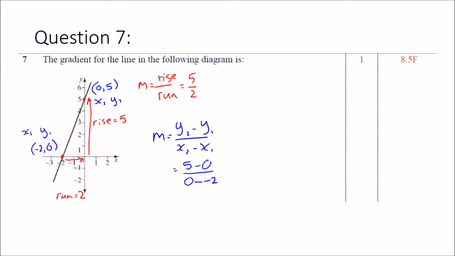Now the tricky bit here, and this is where people often struggle with directed numbers, is that a negative negative is a positive. So what we get here is 5 minus 0, it's just 5, over 0 plus 2, and that again just equals 5 over 2. So either way you do it, you get the same answer of 5 over 2.